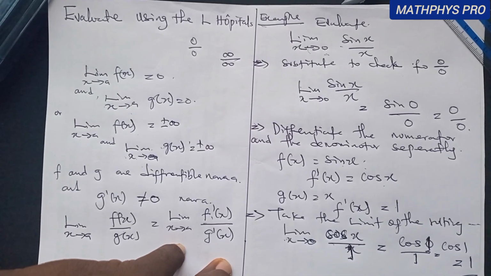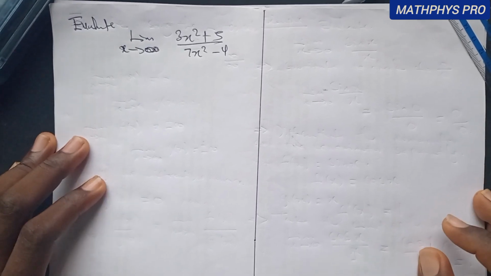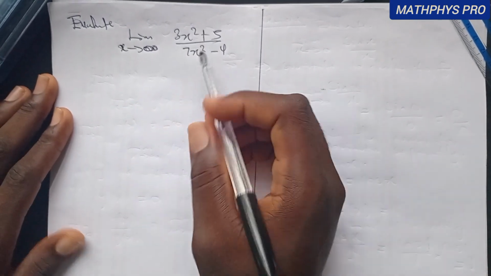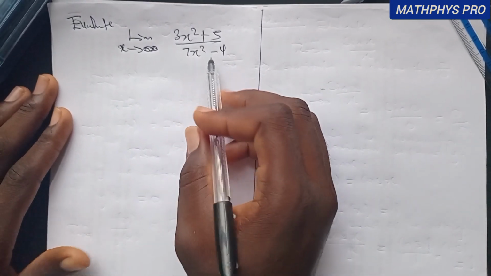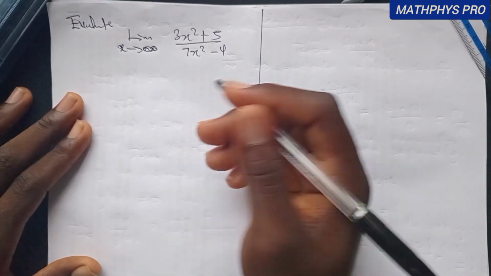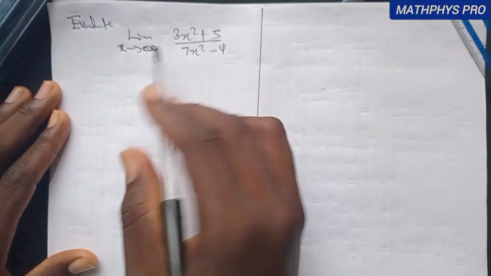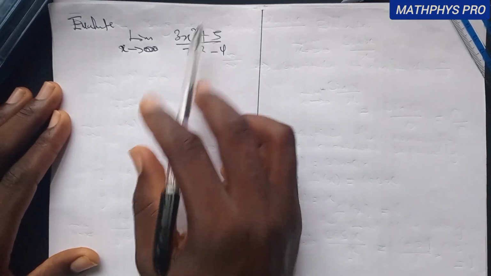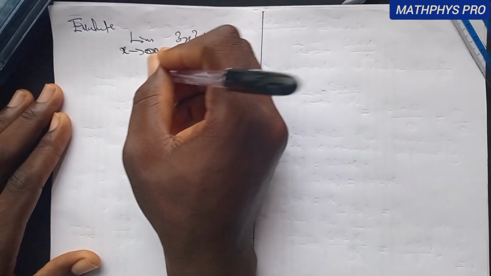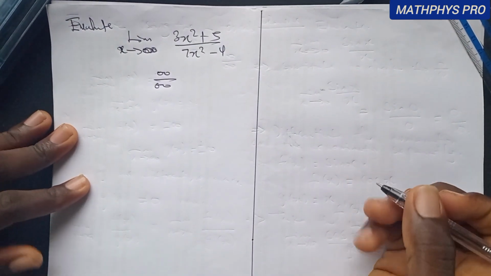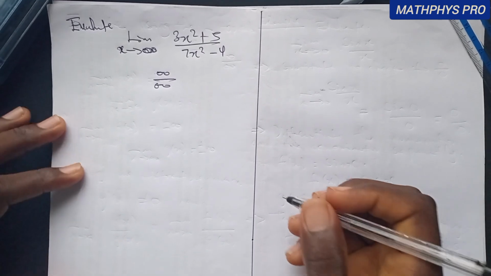So if indeterminate form occurs again, evaluate the limit when x tends to infinity of 3x squared plus 5 over 7x squared minus 4. Like I said, the first thing to do is to check what happens when you substitute x tends to infinity into this expression. Everything returns to what? Infinity over infinity. So the next thing to do is to apply L'Hopital's rule.